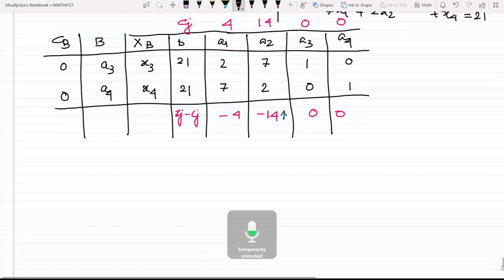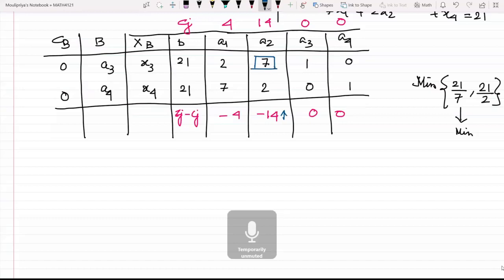And then what do we figure out? The minimum positive ratio among 21/7, 21/2. We are definitely getting the minimum for this one, which is the key element or the pivot element, would be 7. 7 corresponds to A3. So A3 is the leaving vector.